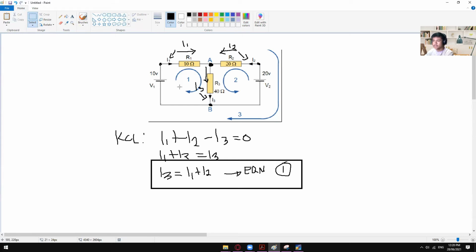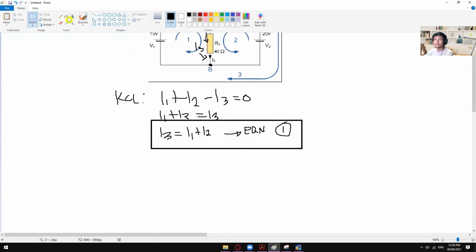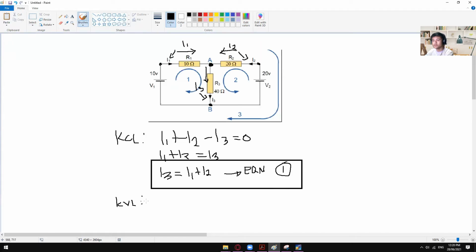So after KCL, we can now apply KVL. Remember that in KVL, as the current passes through a certain load or resistor, you get a voltage drop. Knowing that it will give you a voltage drop, those resistors should have a label of negative sign. So how do we do that? You can come up with this kind of scenario.